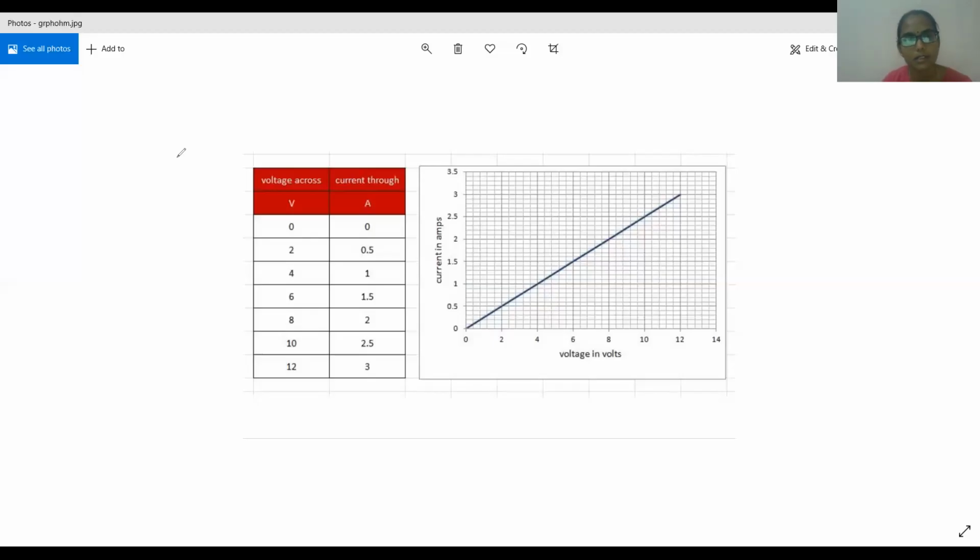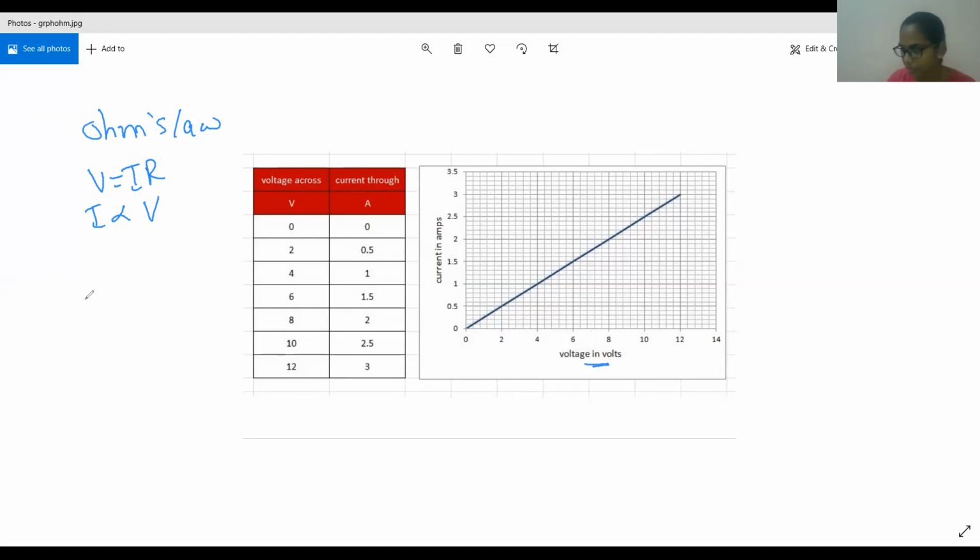Hello viewers. In the last video, we understood what Ohm's law is and how it is derived. You know the formula of Ohm's law: V is equal to IR. So I is proportional to V. How much the current increases is based on how much voltage you give it. We just saw the setup and arrangement also, right?